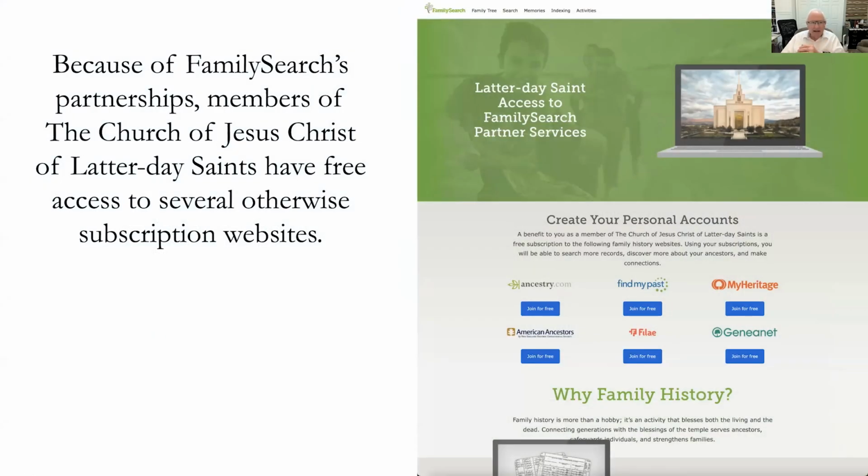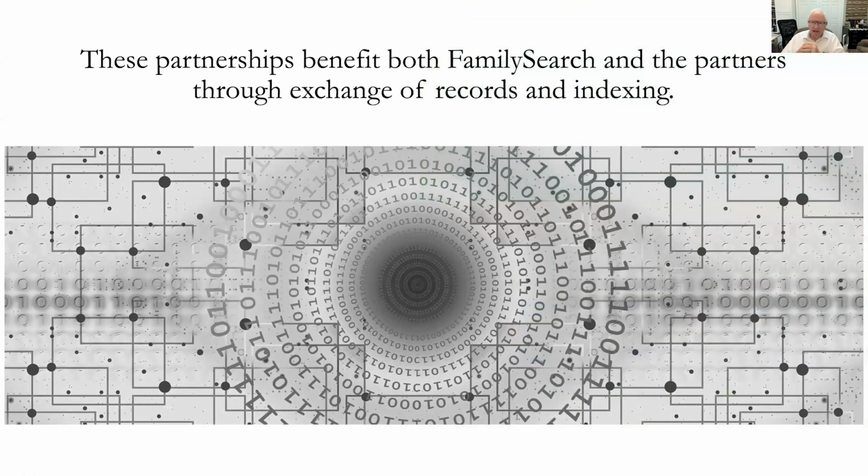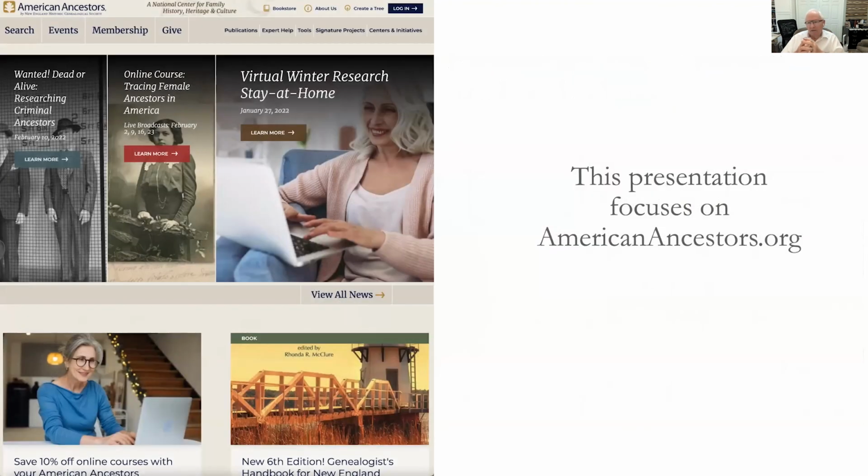I'll mention at the beginning here that because of FamilySearch's partnership, members of the Church of Jesus Christ of Latter-day Saints have free access to several otherwise subscription websites, including American Ancestors. This was accomplished through partnership benefits between FamilySearch and the partners, in exchange of records and indexing and other resources. This presentation will focus on American Ancestors, which is the website of the New England Historic Genealogical Society. I'll say more about that in just a moment.